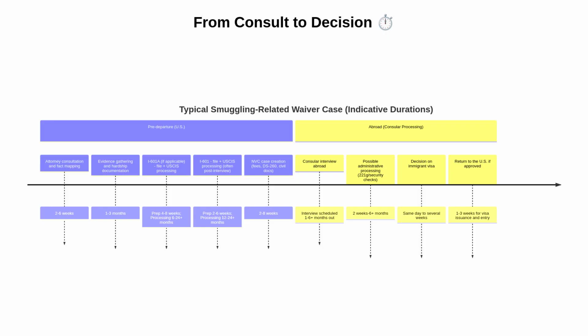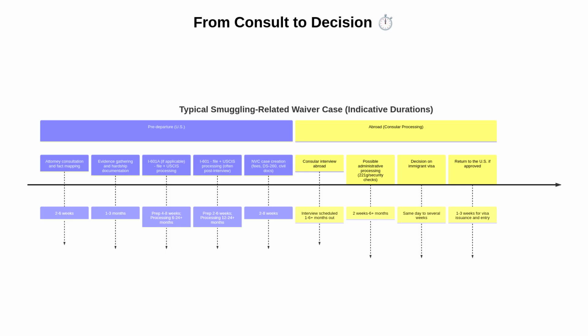Now let me explain the timeline. The process usually begins with attorney consultation and detailed fact mapping. Evidence gathering follows, often taking 1 to 3 months or more. If unlawful presence is at issue, an I-601A filing may come first, with processing that can take many months. If the alien smuggling bar applies, an I-601 filing is required, which also has substantial processing times.